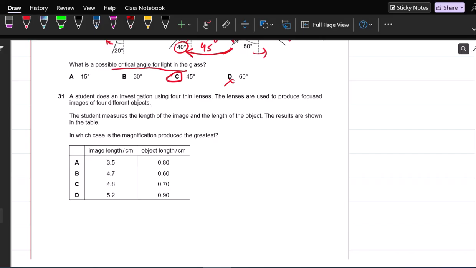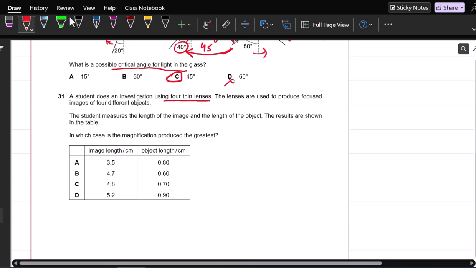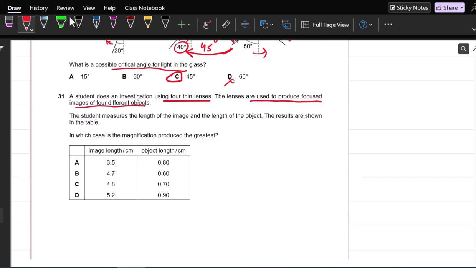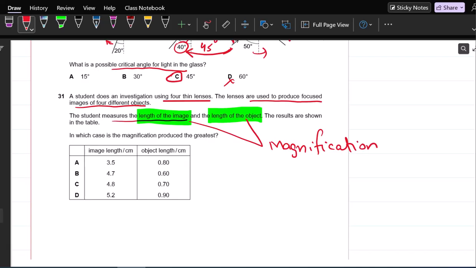Okay, now we are on question 31. A student does an investigation using four thin lenses. The lenses are used to produce focused images of four different objects. The student measures the length of the image and length of the object. So this is indicating that the student is going to focus on linear magnification. The results are shown in the table. In which case is the magnification produced the greatest?